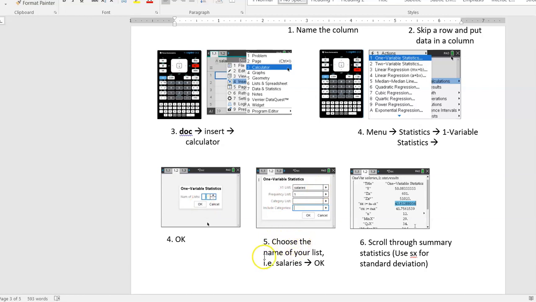Step number 5, choose the name of your list. Right here, there's a little drop down menu where it says X1 list. Go to the drop down and pick the name of the list, for example, colleges. Click OK, and then you're going to see the one variable statistics pop up in a screen like number 6. That shows you everything you need to know, whether it's the mean, or the standard deviation, S of X or sigma of X. Both of these are standard deviation. One of them is for a population and one of them is for a sample.